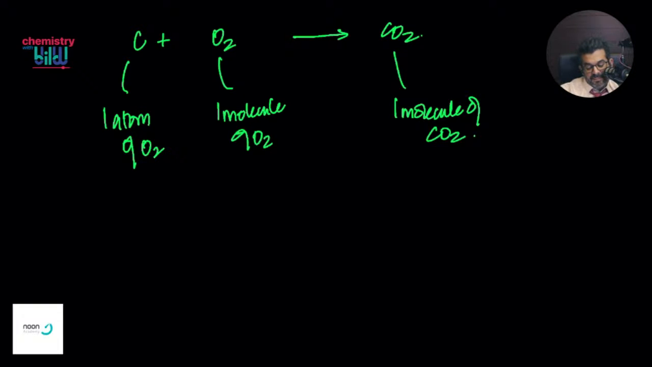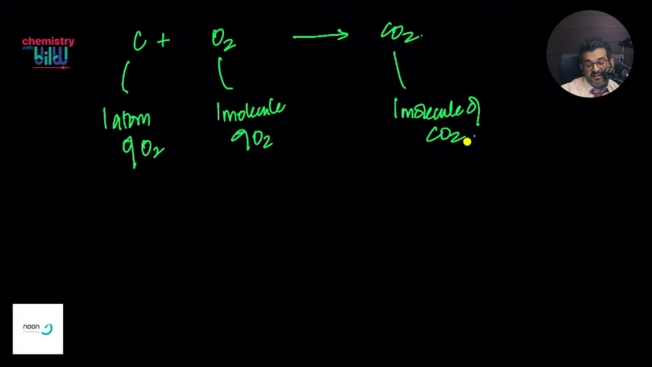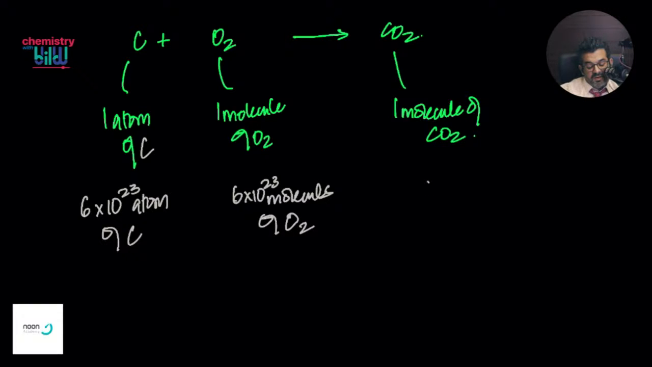Now, what I'm saying is that we could have said this, but it is not useful to me in the lab. What is useful is grams. So instead of saying one atom with one molecule gives me one molecule, this many atoms of C react with this many molecules of O2 to give me this many molecules of CO2. If one reacts with one to give one, six will react with six to give six. That's just simple ratio. That's what reactions are in chemistry, right?